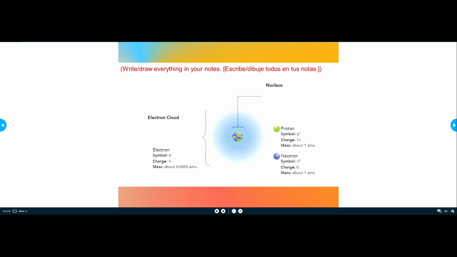Proton has a symbol of P positive, where the positive is a superscript similar to an exponent. Charge is 1 positive. Notice how the number 1 is shown before the positive symbol. This is only done for charges. Mass, about 1 AMU, or atomic mass unit.